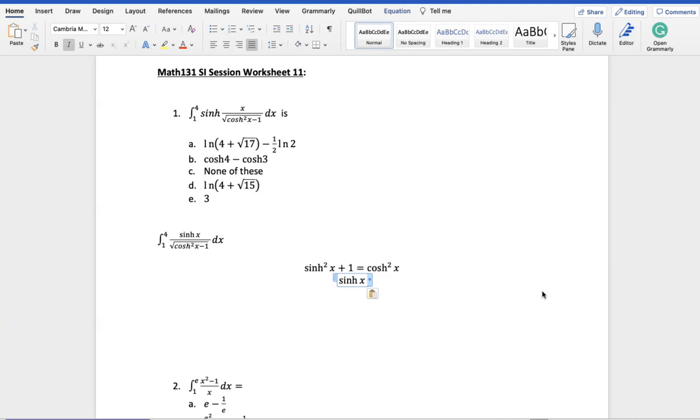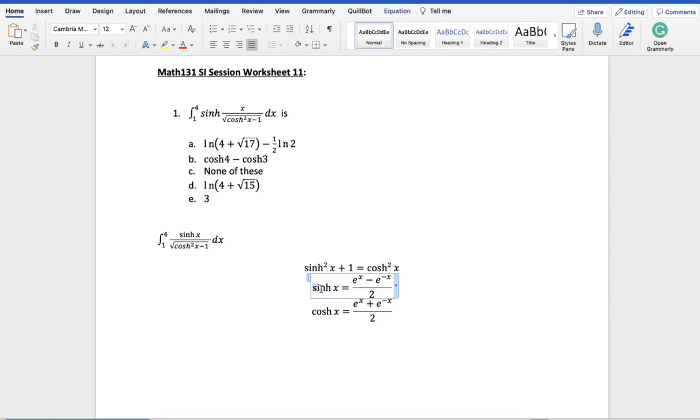So the hyperbolic sine of x is equal to e to the x minus e to the negative x, all divided by 2. So we have that. And for the hyperbolic cosine of x, we have that it's equal to e to the x plus e to the negative x over 2.